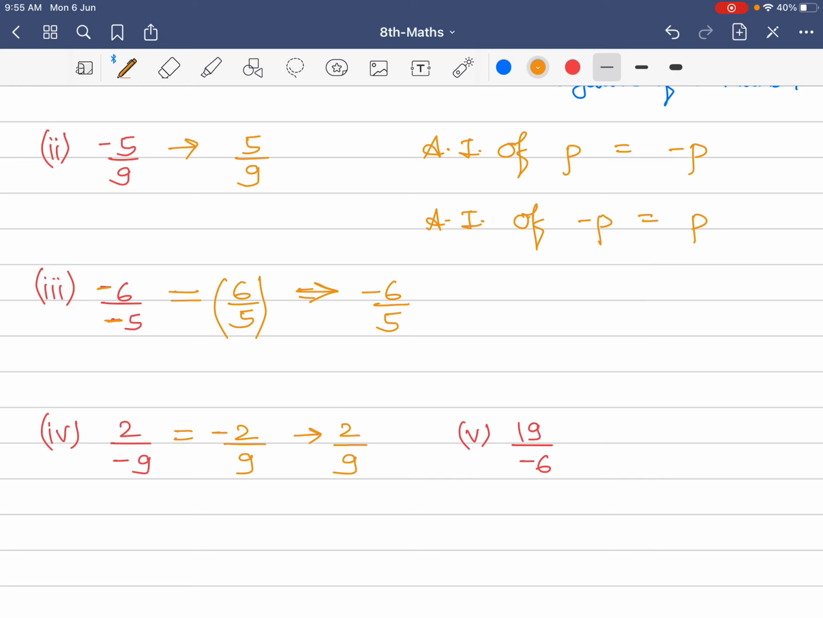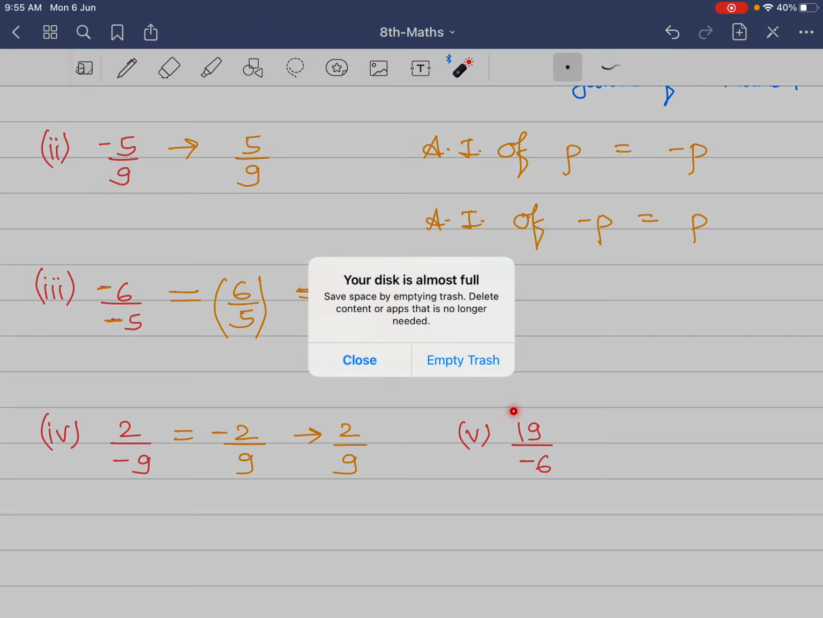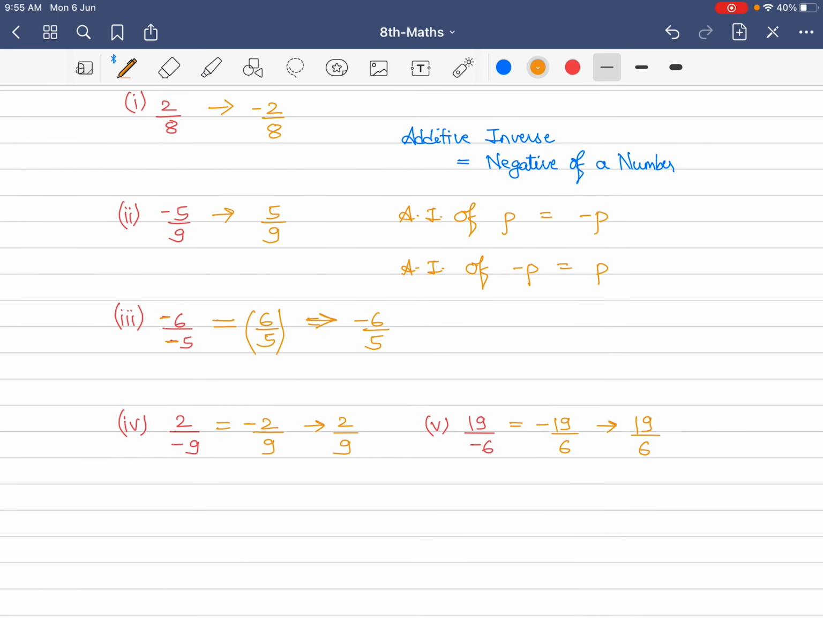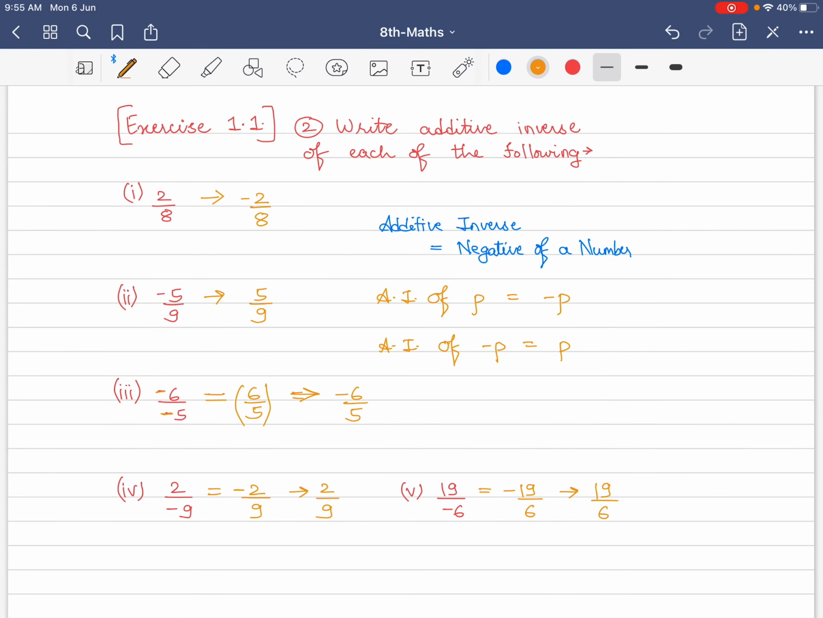Same is the scenario with this 19 upon minus 6. 19 upon minus 6 is basically equivalent to minus 19 by 6. So it is of the form minus p, and additive inverse of minus 19 by 6 will be 19 by 6. Thus we have found out the additive inverse of all the 5 numbers that were given to us.